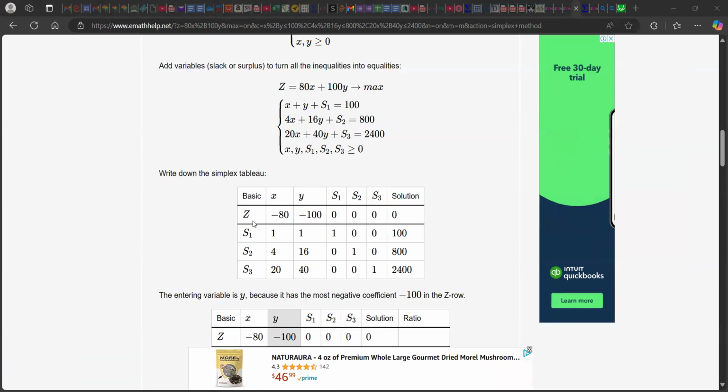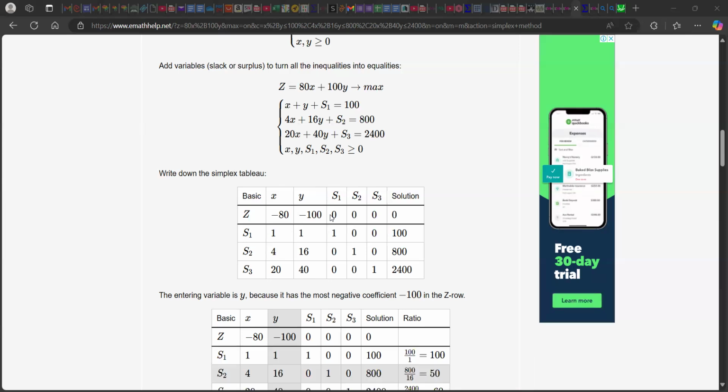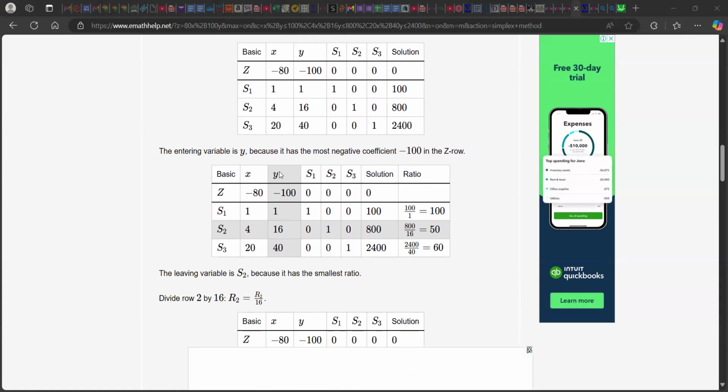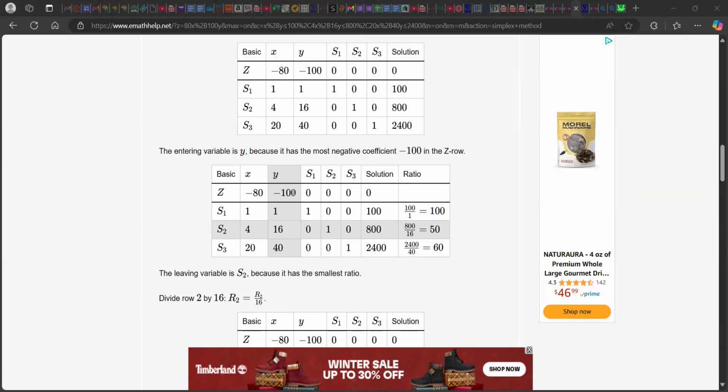Good. So now comes the process where you're going to apply simplex. Basically, you want to get rid of all these negatives you see in the Z row here. So what do you do first? You look for what we call the pivot column. The pivot column is usually the one where you have the most negative here. I shouldn't say the highest negative. It's minus 100. So that's the pivot column.